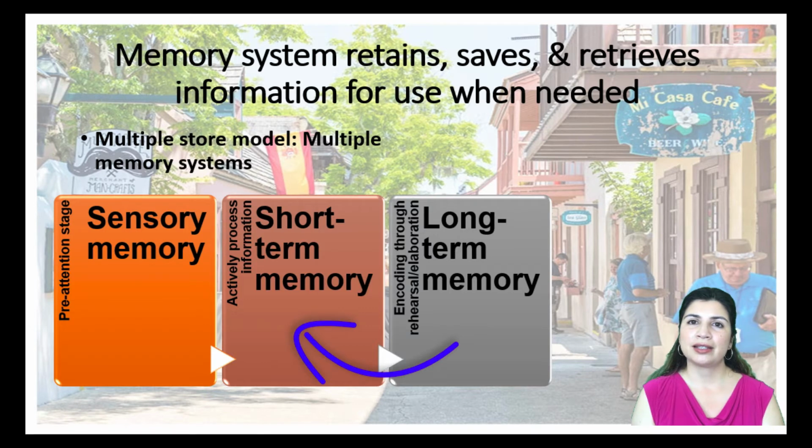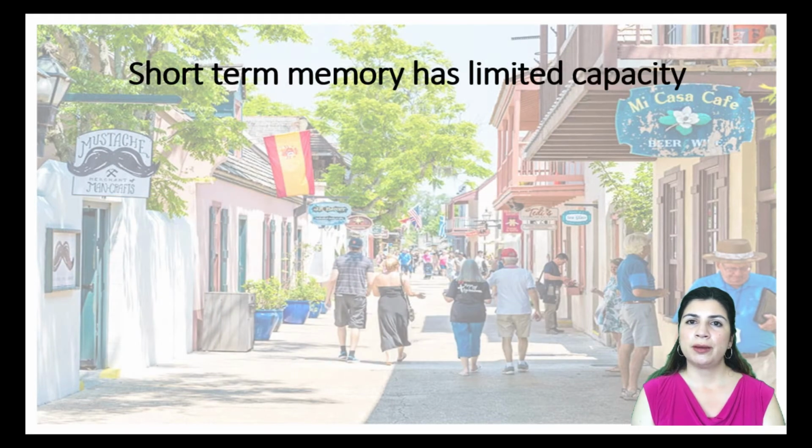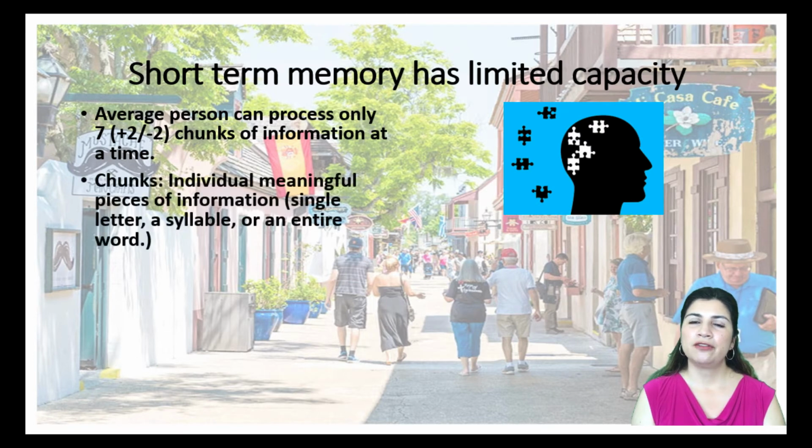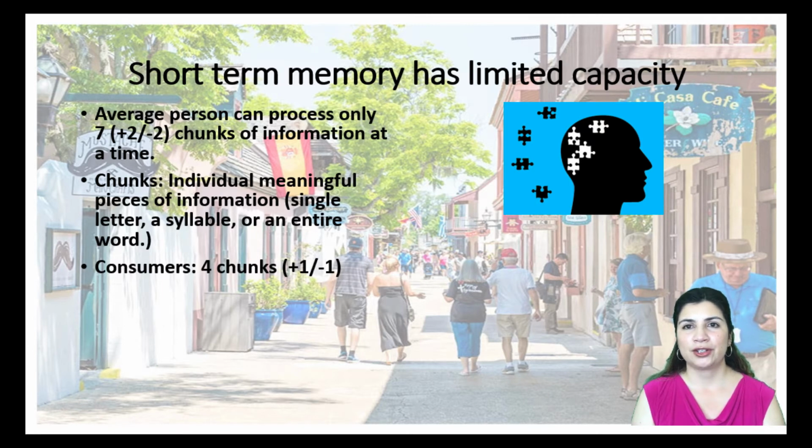Retrieval is the process of accessing information stored in long-term memory so it can be used in short-term memory. Short-term memory has limited capacity, and psychologist George Miller proposed in his Miller's Law that the average person has the ability to process only about 7, plus or minus 2, chunks of information at a time. Chunks are individual, meaningful pieces of information, as small as a single letter, a syllable, or an entire word. However, research has shown that this estimate may be overly optimistic. Consumers may only be able to remember and hold in short-term memory about 5 bits of information.